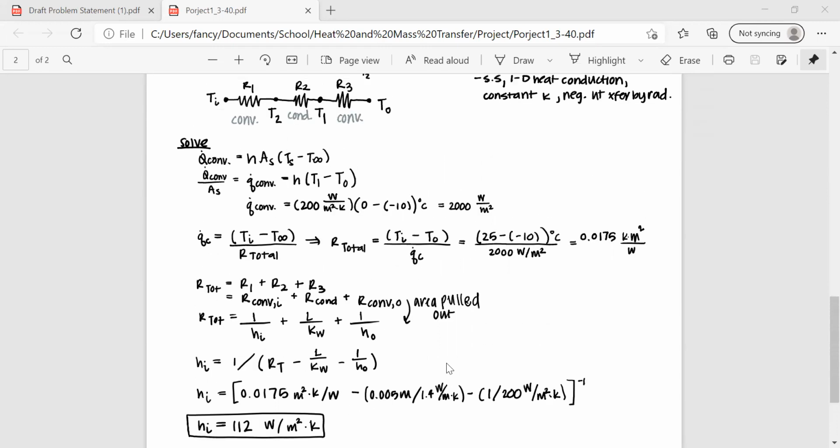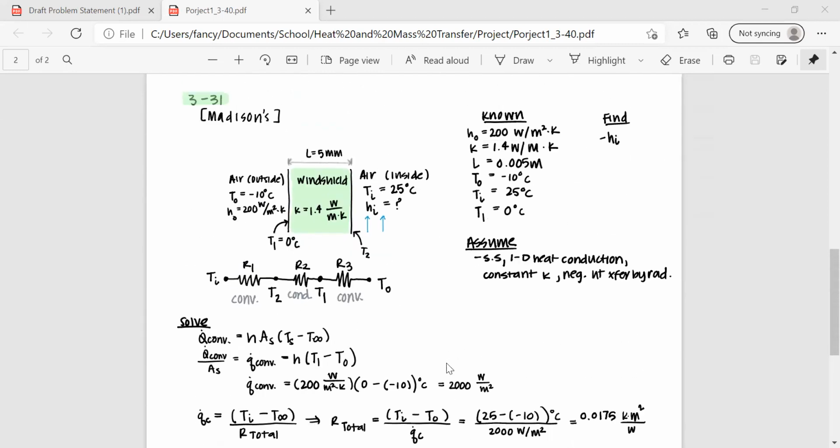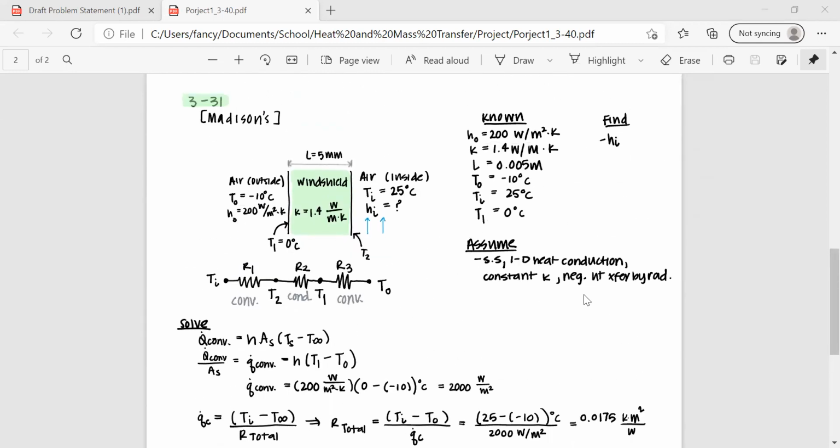And Madison and I pretty much did everything the same. The only suggestion I had for her was to maybe add the assumption that negligible heat transfer by radiation, because that wasn't in there. And I saw it a lot in the solutions, and so I felt like it was an important aspect to include in the question. But other than that, everything was the same.